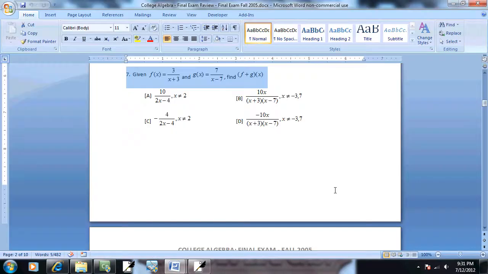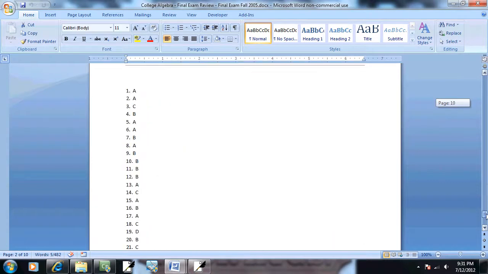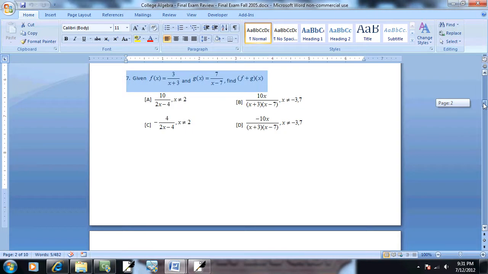So let's check our answer, 7b. And it checks. Not that I doubt my work, but sometimes I doubt my typing. As I type these in, sometimes I mistype things, so that's what I'm checking.